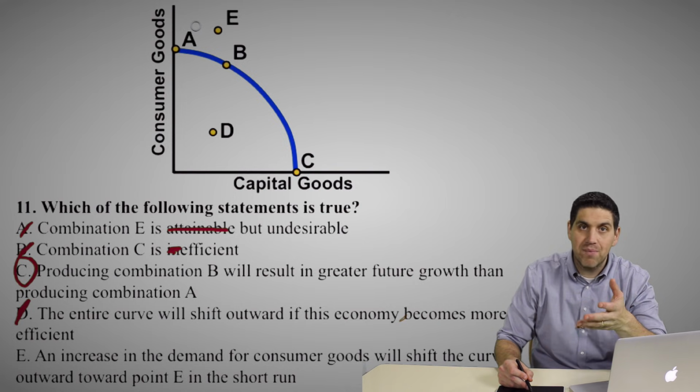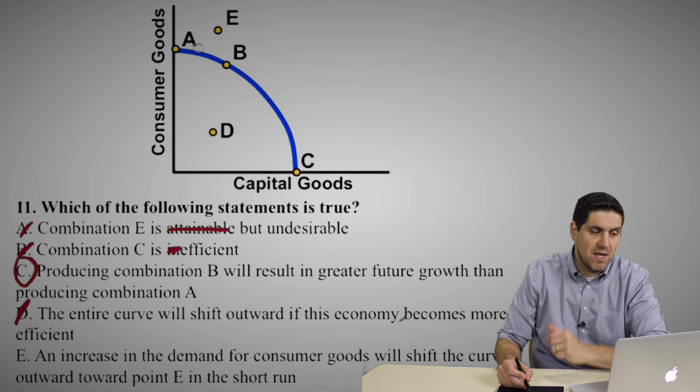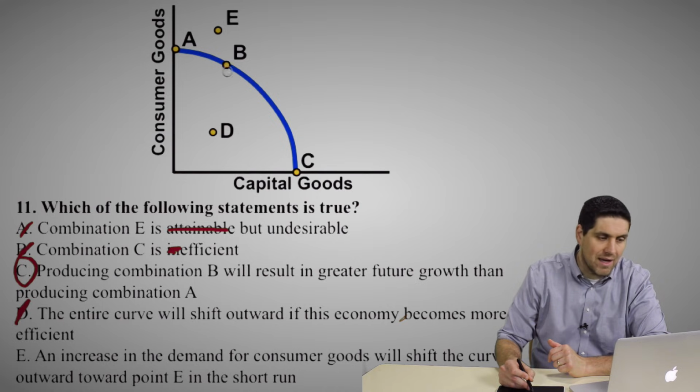So if we want more of something, doesn't mean we can produce more of it. It just means we'll change the combination we're allocating towards that product. So E was wrong, there it is.